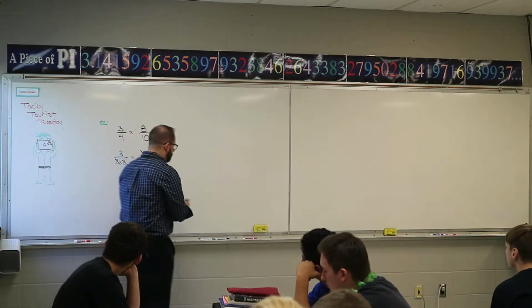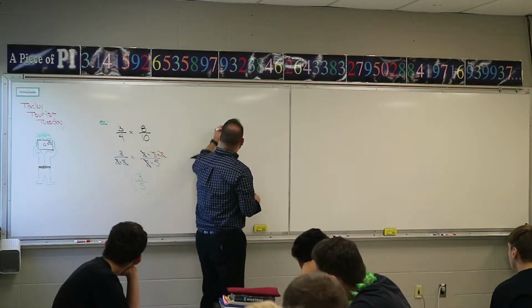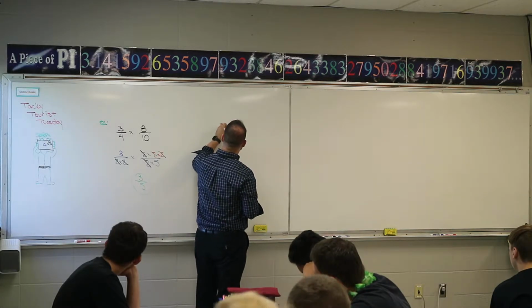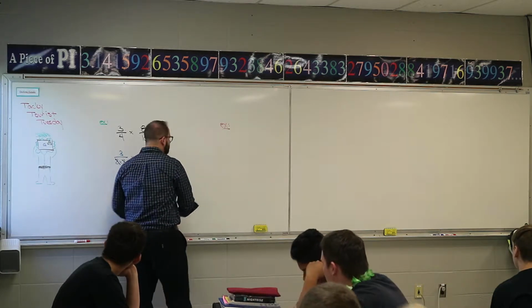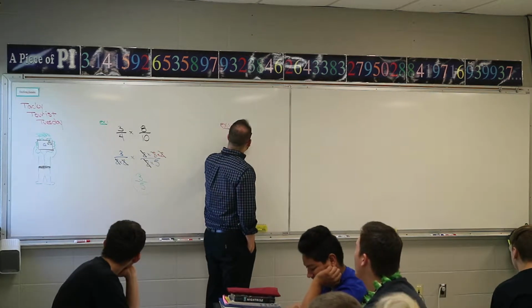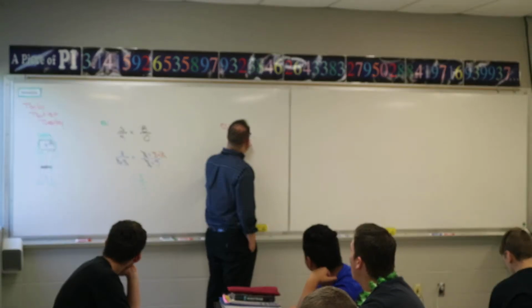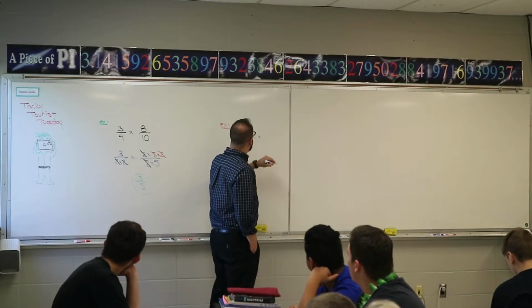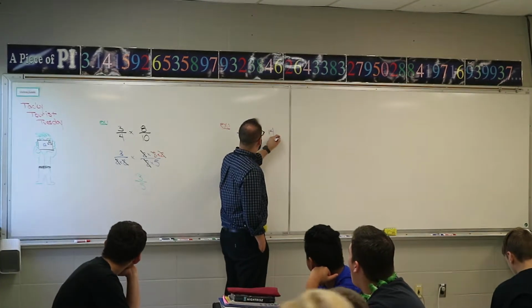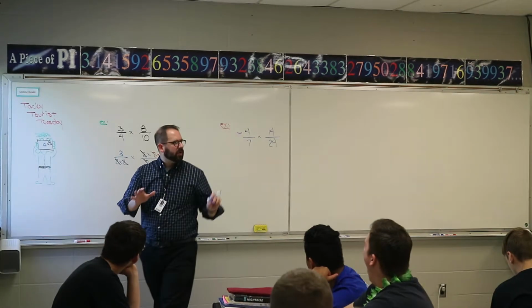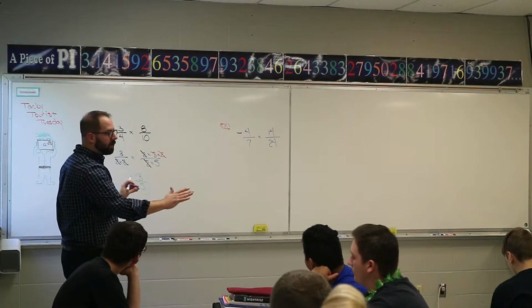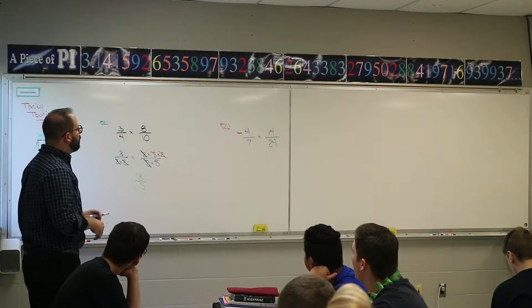Now, next one. I'm going to go with some negative numbers now. So next one, let's go with negative 4 over 7, and we're going to multiply by 14 over 24. Let's pick some different numbers now. Obviously, these are way bigger than the ones I gave you, but it gives you an idea, right?